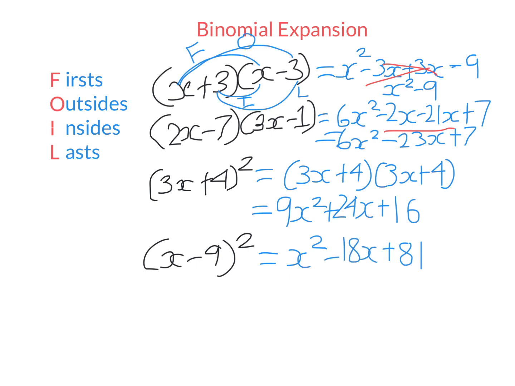So once again, if you're uncomfortable with that method, you can just do x minus 9 multiplied by itself and use FOIL as we did in the previous examples.